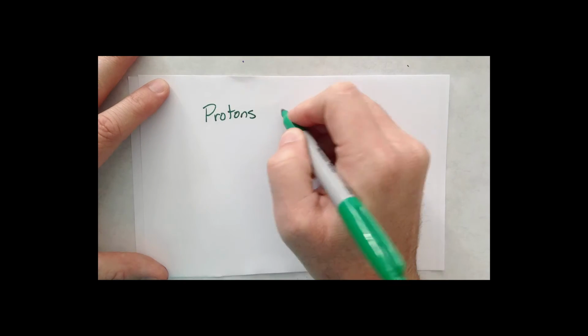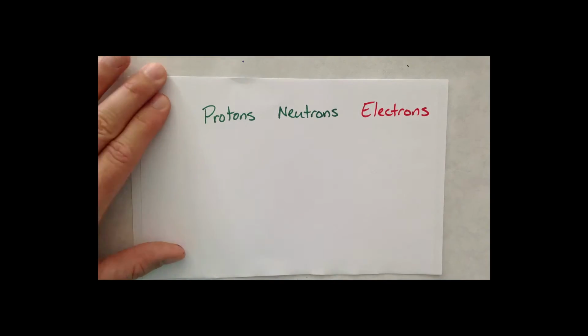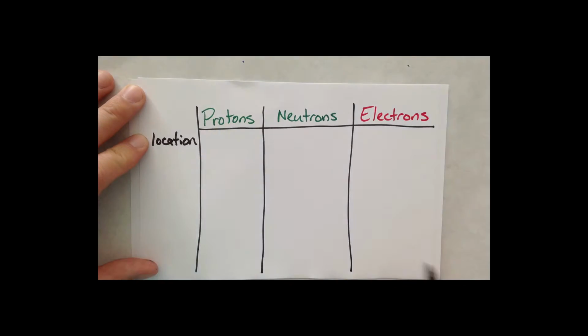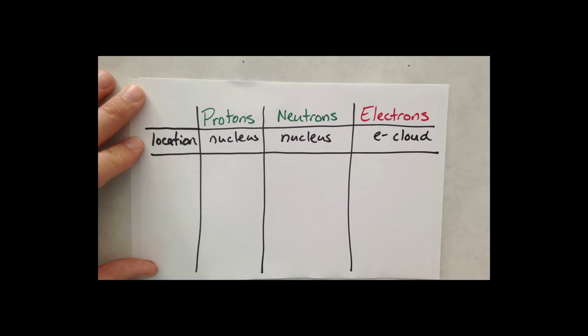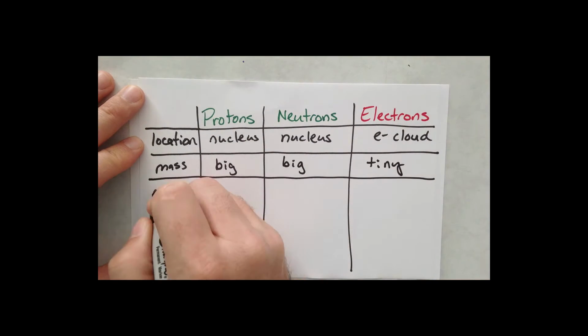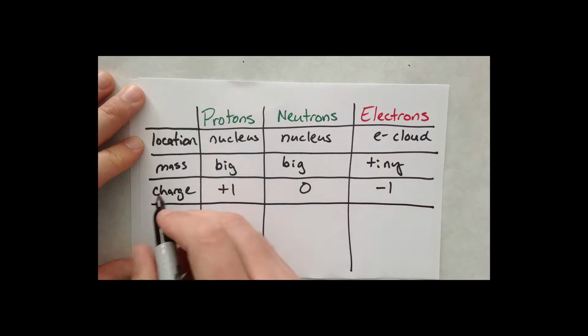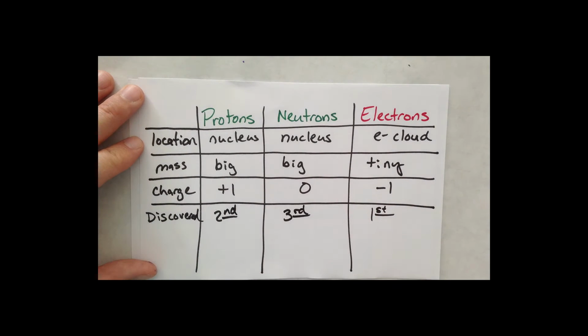Let's take a look at protons, neutrons, and electrons. What we'll do is pay attention to their location, their mass, their charge, and when they were discovered. Pause the video here and jot this down.